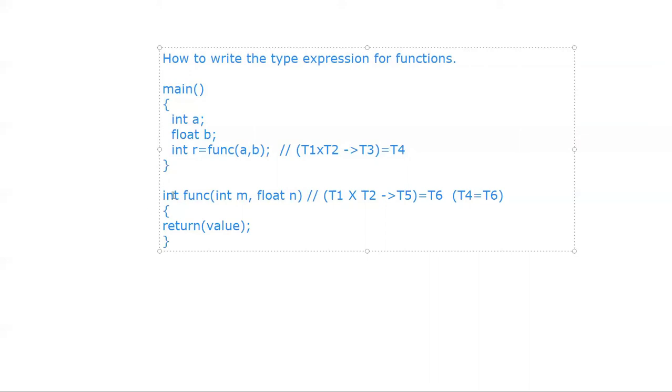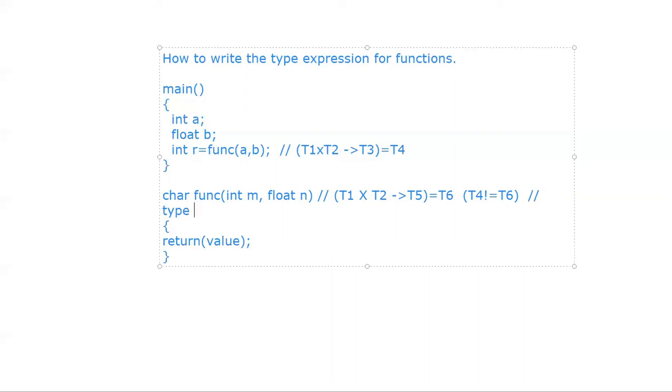Now let's take an example. By chance, I have written character here. Now, this expression will not be equal to this expression, because according to T4, it is returning integer, and according to T6, it is returning character. So your compiler will give an error, that is type mismatch. I hope the concept of function type expression is clear, and how the compiler handles this type of function, right?